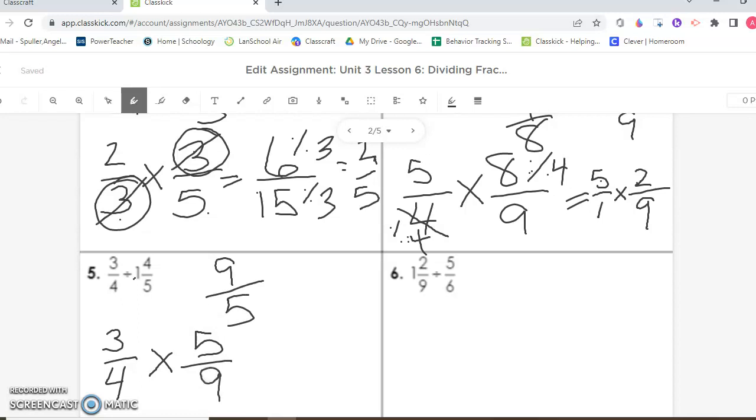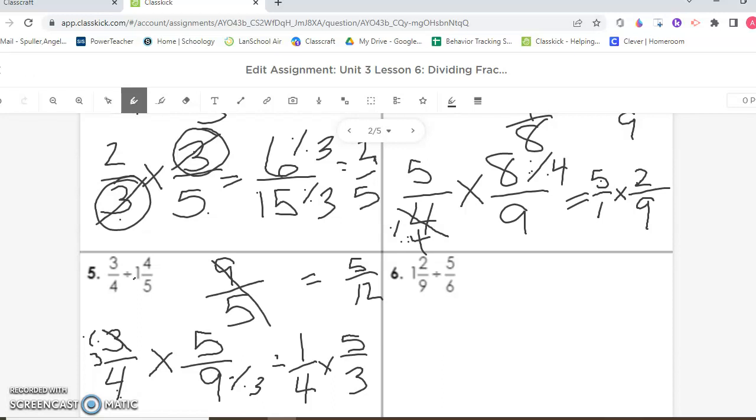I'm going to say 5/9. Now, I can't do anything with the 4 and the 5, but I can divide this 3 by 3. So divide it by 3. If I do it to the numerator, I have to do it to the opposite denominator. So this becomes 3 divided by 3 is 1. 4 stays the same, times 5. Then 9 divided by 3 is 3, which then equals 5 times 1 is 5. 4 times 3 is 12. Good job.